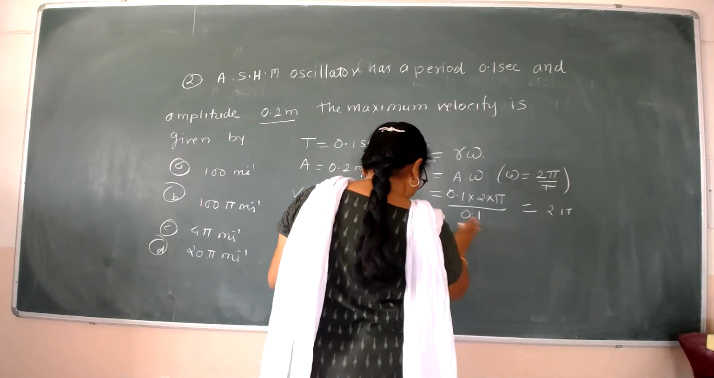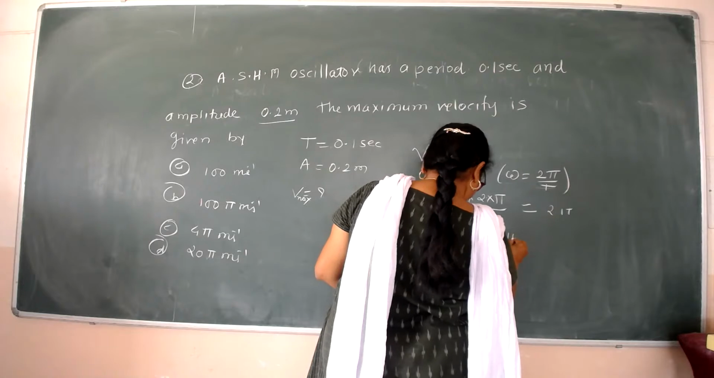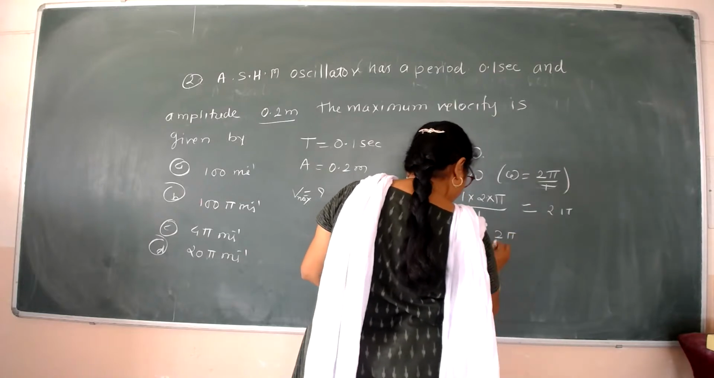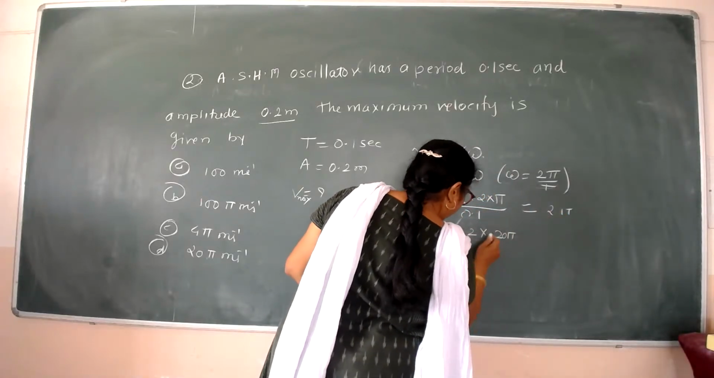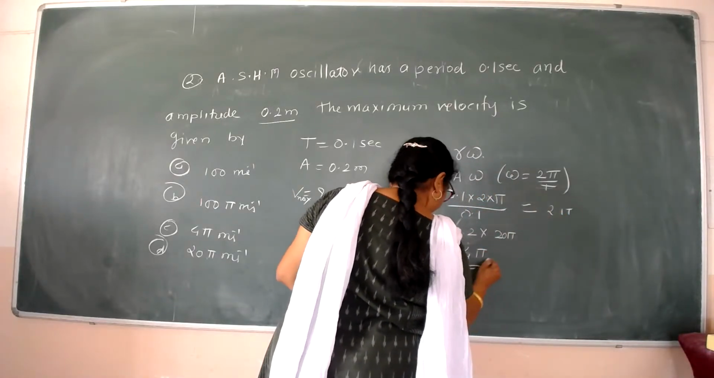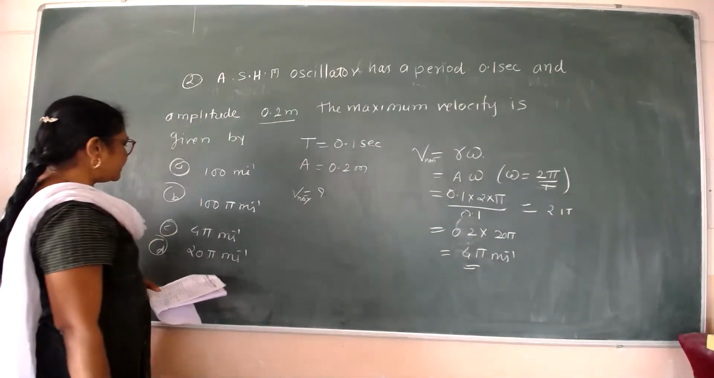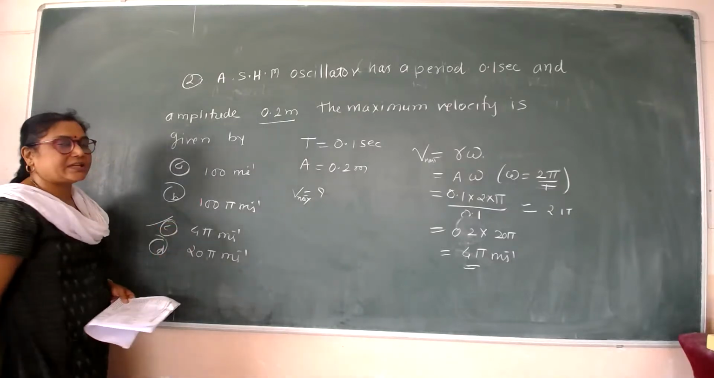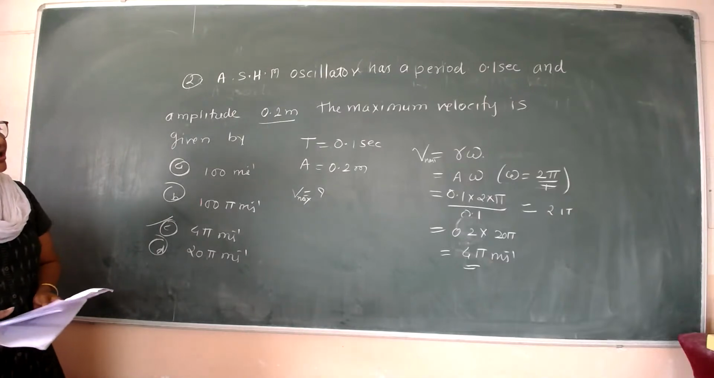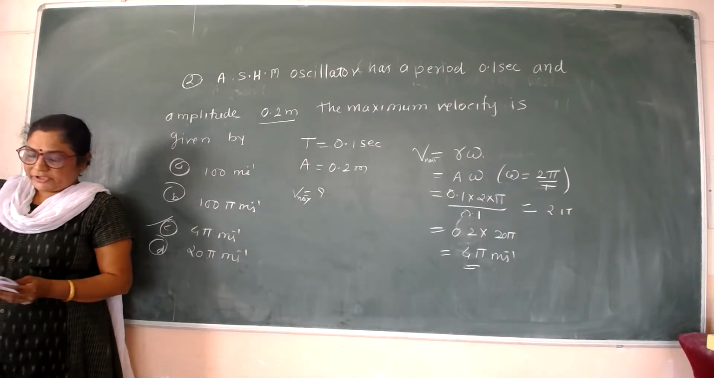So this is equal to 0.2 into 2 pi, and the answer is 4 pi. The unit is meter per second. So check the answer: that is 4 pi meter per second. So option C is correct. Here, first read the question carefully, then use the related formula and do the rough calculation. The next question.